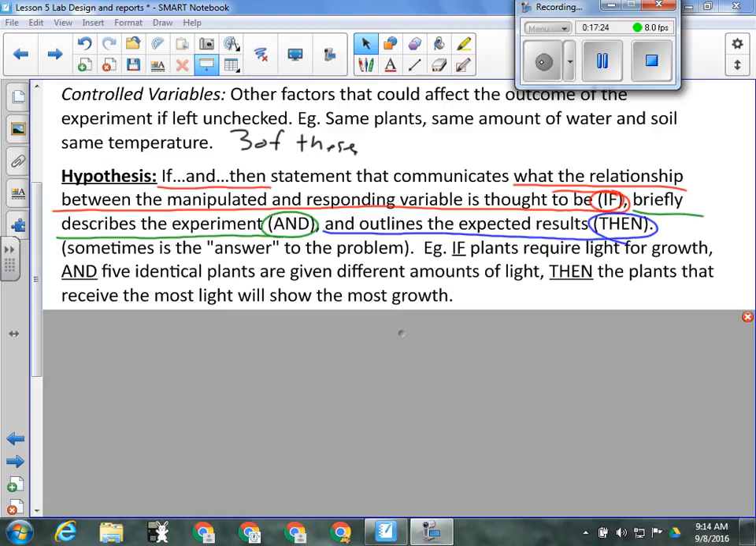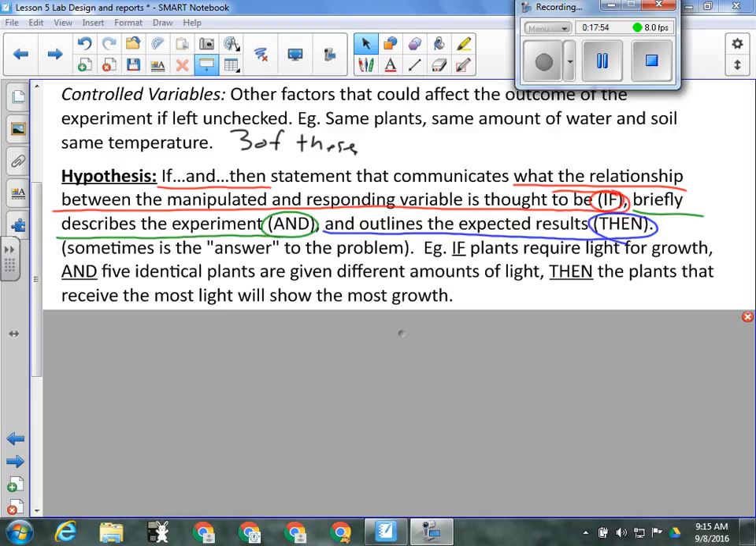It's absolutely crucial you get the hypothesis right. The hypothesis is the part of the lab report that people mess up all the time. Even though we've talked about how it's an if-and-then statement, they'll write in there, I think this is going to happen. That's not a hypothesis. That's a guess, and we're not trying to guess here. We want to say, here's what I think is going on, this is what I'm going to do, and here are my expected results because of that.